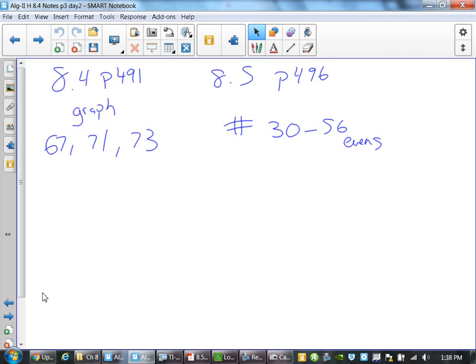I have these for you. I have graphing 3 graph problems, and then the evens for the condense and expand. You should be able to fly through most of that stuff without too much of a hassle. Okay.